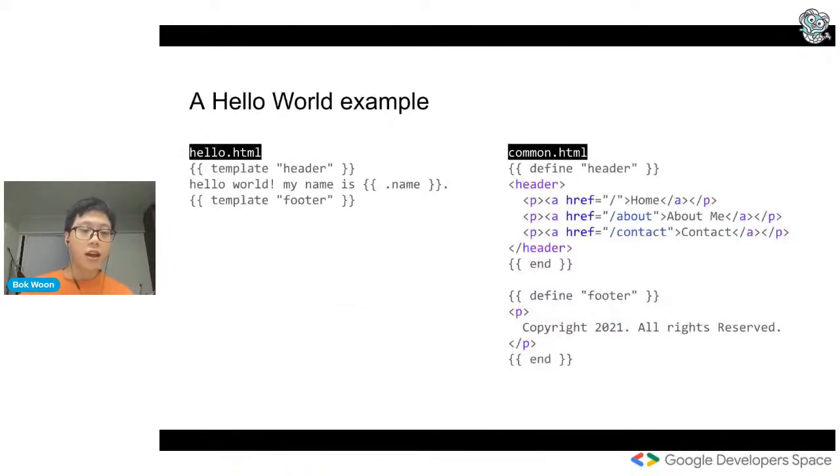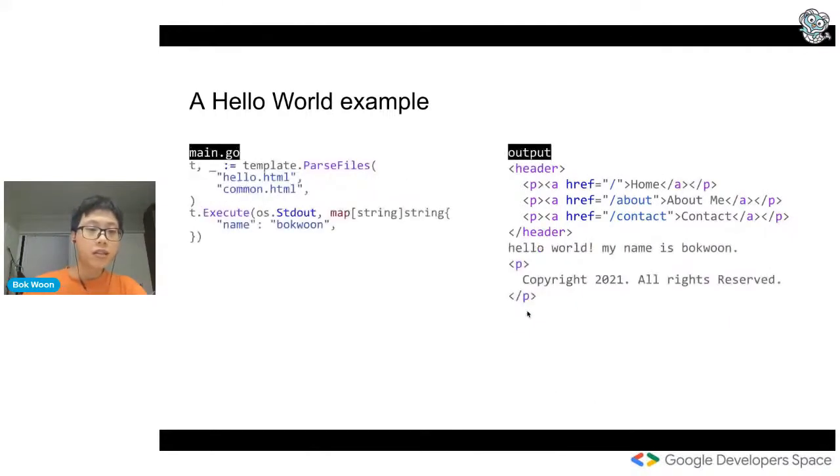Okay, so here's the hello example. There are two files, hello.html and common.html. hello.html will first call a template called header, then it'll print a line, and then it'll print another template called footer. And in common.html, I define a template called header, and I define a template called footer. And this is all tied together by using ParseFiles. And then I will pass it into a template variable, and I execute this template variable to standard out using a map string where my name is set to Woon. And the output will look something like this. You will have your header, the content, and then my name, and then after that the footer.